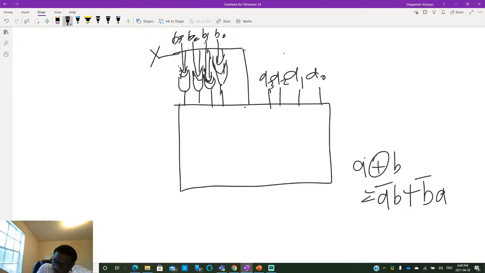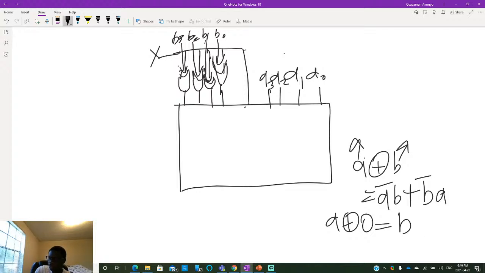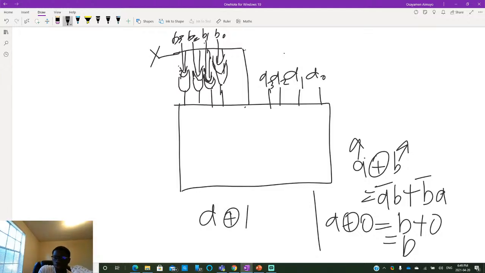Let's try those two cases with the XOR function that we have here and see what happens. Let's assume this is some input and this is our X of interest. So we have A XOR 0. What do you have? Well, we have B. This is B.